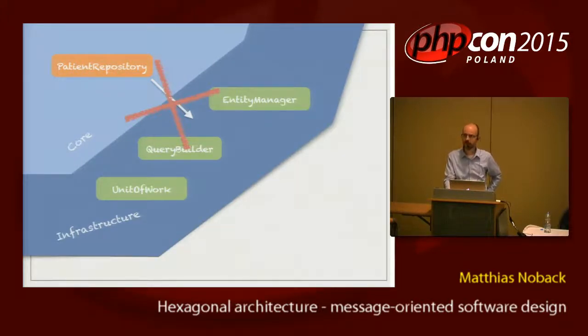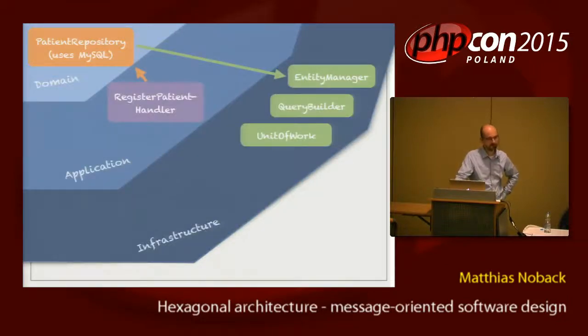Otherwise, we aren't decoupled anymore from any of the concrete details about the way that our application communicates with the world outside. Also, we need to make this image a bit more detailed. So we have infrastructure on the outside with all the doctrine stuff, or maybe not even doctrine stuff, but ORM stuff. Inside of that, there is the application layer. It contains the registered patient handler. And then we have to be honest about the patient repository, since it uses MySQL to store its data. So this is even more clear. So we have one arrow pointing inwards from the registered patient handler to the repository itself.